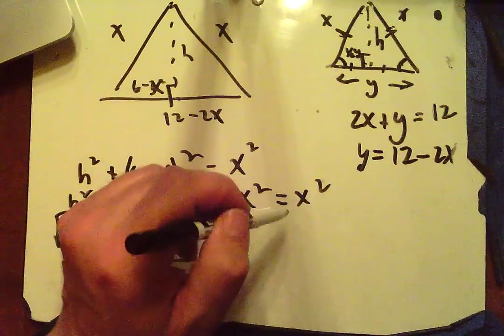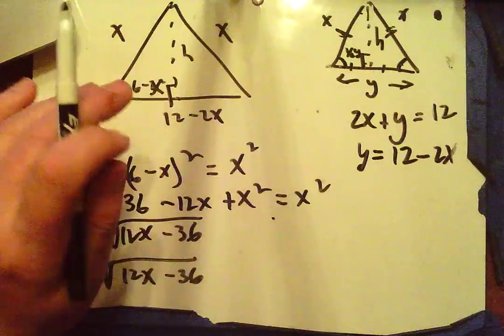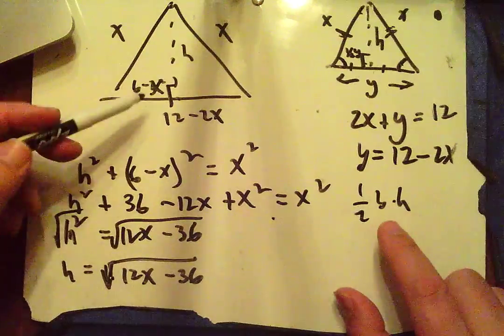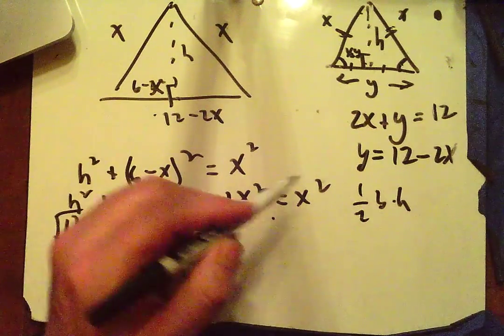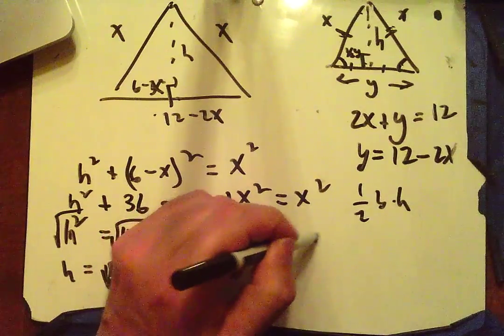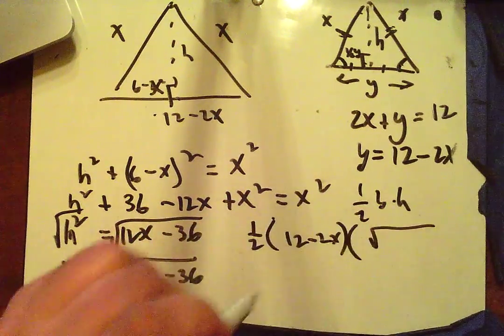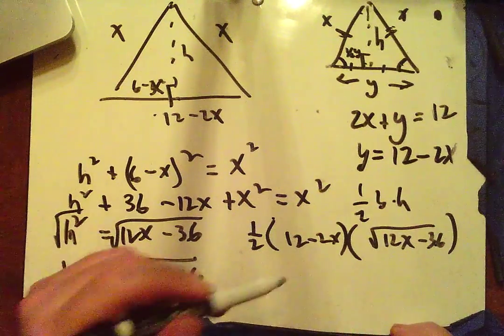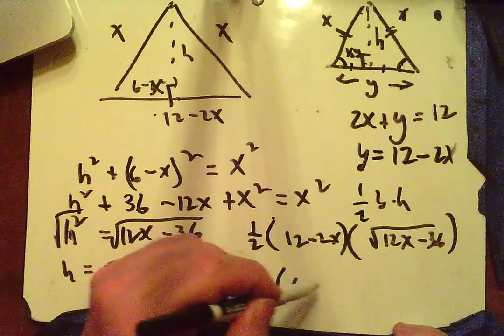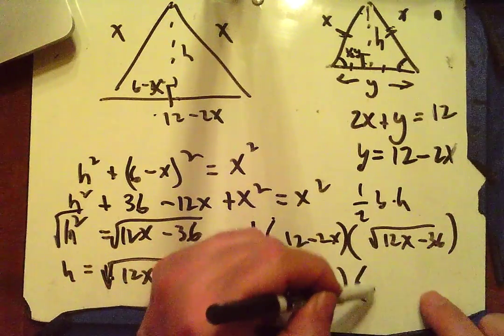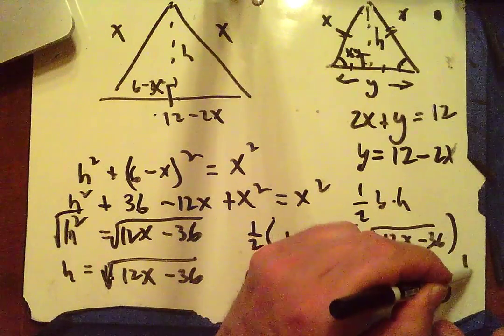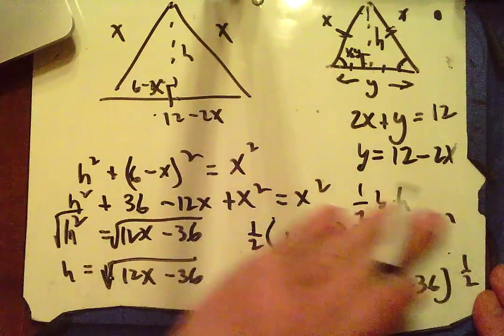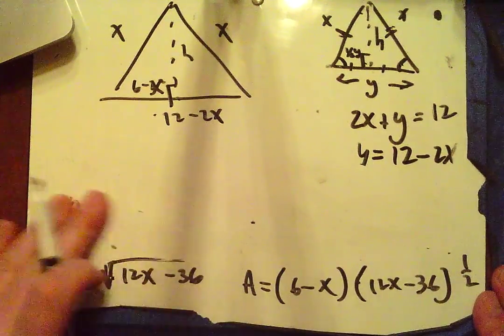And why did I want to find that? Because the area formula for a triangle that I seem to remember is 1/2 base times height. So my height is this, my base is that. And we've got 1/2. So 1/2, 12 minus 2x times the square root of 12x minus 36. I can always distribute that 1/2, and I get the area is 6 minus x times 12x minus 36 to the 1/2. And guess what? Now I'm ready to start the calculus part. So let's take a look at doing the calculus part here.